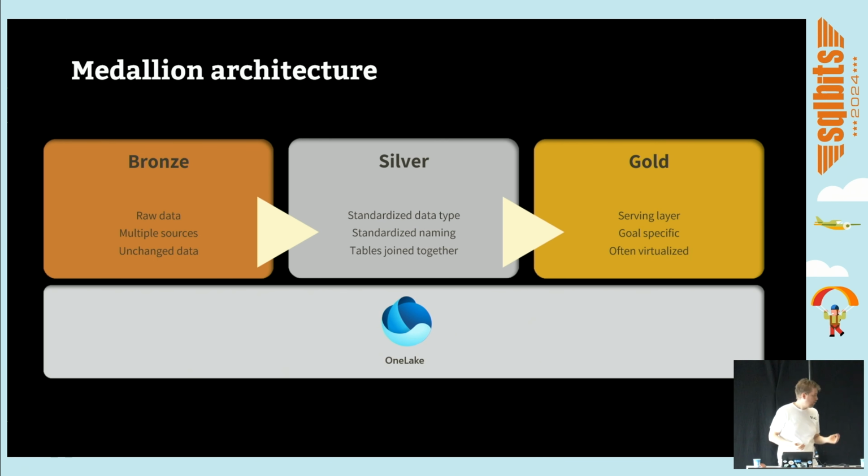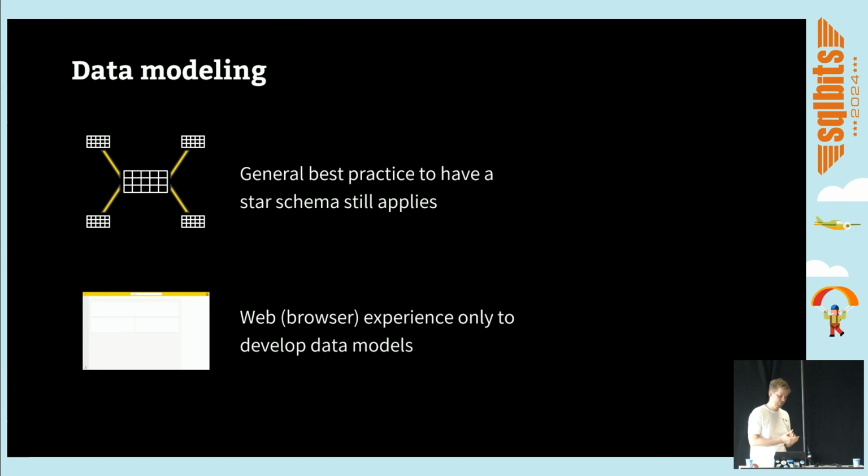And I know there's a lot of hype about calling it bronze, silver, gold, or raw, standardized, serving, or raw, standardized, curated, and I personally don't really care that much about semantics. I think it's more about actually deciding on those layers, deciding on a structure, and then follow that structure, and know why we have the different layers that we have. But that is also, of course, a scope for a whole other session in itself.